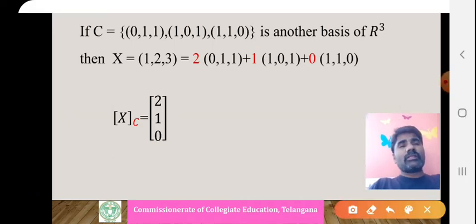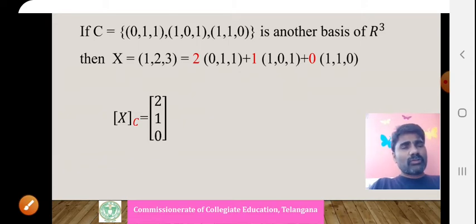Instead of finding all these things, directly we can find the coordinate vector of x with respect to C by using a matrix that is known as the coordinate change matrix. Now we are going to find a coordinate change matrix from B to C.